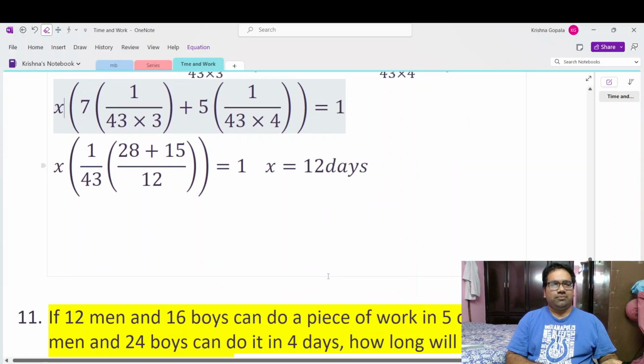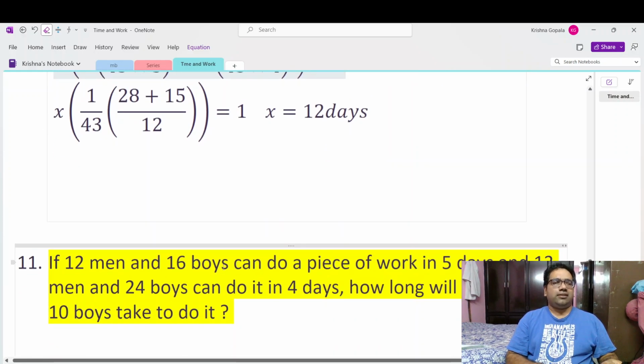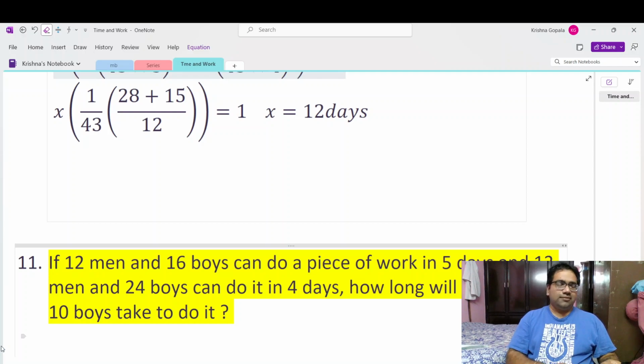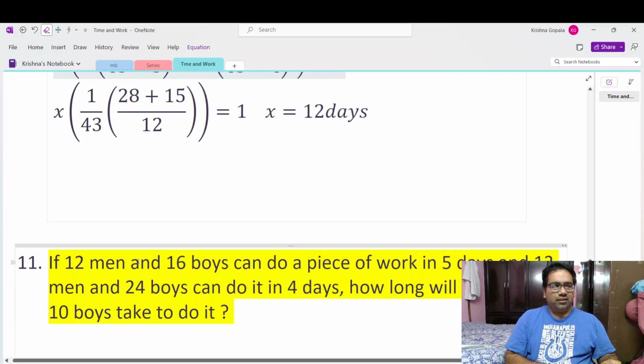Let's get to another problem. 12 men and 16 boys can do a piece of work in 5 days. 13 men and 24 boys can do it in 4 days. How long do 7 men and 10 boys take to do it? This is an interesting problem. 12 men and 16 boys can do a piece of work in 5 days. Let's assume 1 man can do that complete work in X days and a boy can do it in Y days. Okay, we have to assume like that.